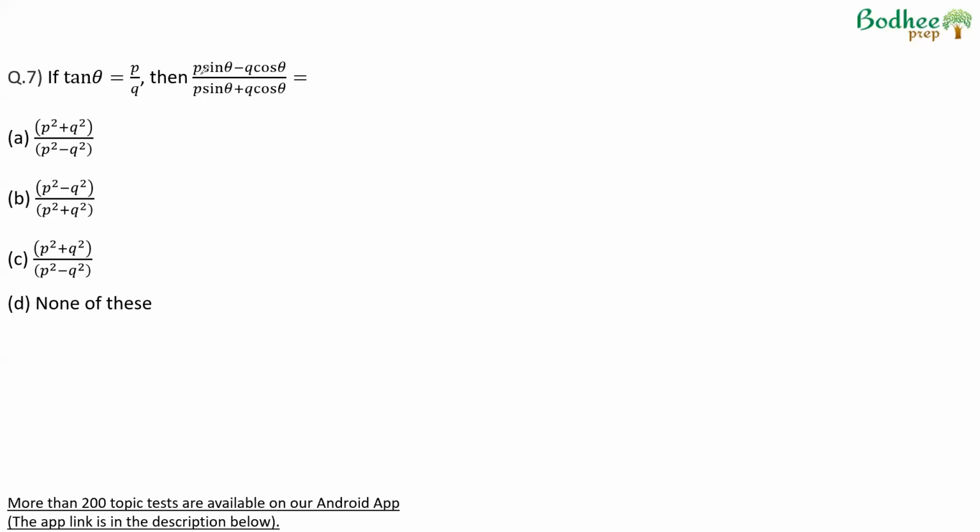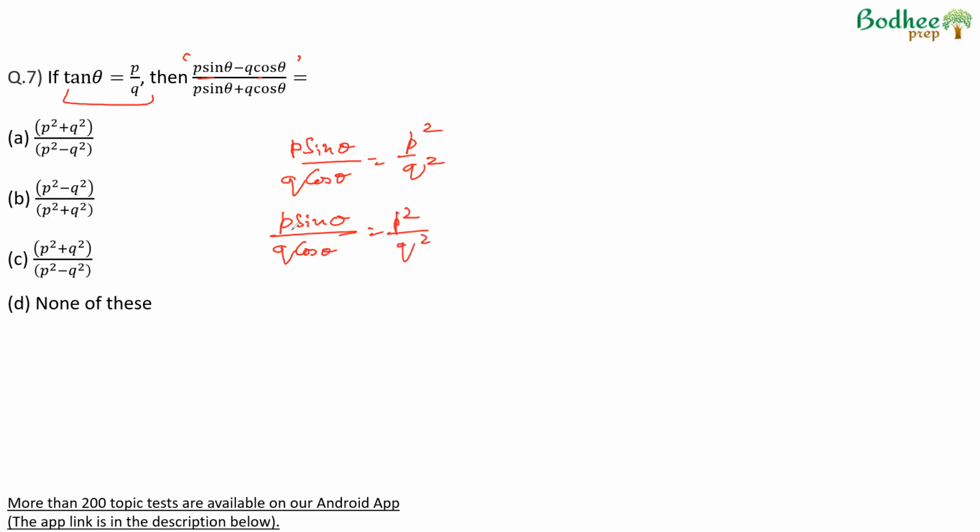Tan theta is P by Q. You have to find the value of P sin theta minus Q cos theta upon P sin theta plus Q cos theta. Now, this expression looks very similar to an expression where we apply componendo dividendo. We need P sin theta and Q cos theta. If we write this, tan theta, sin theta upon cos theta, is equal to P by Q. We need P sin theta, Q cos theta. Therefore, multiply this by P, this becomes P square. Multiply this by Q, it becomes Q square. Therefore, P sin theta upon Q cos theta is equal to P square upon Q square.